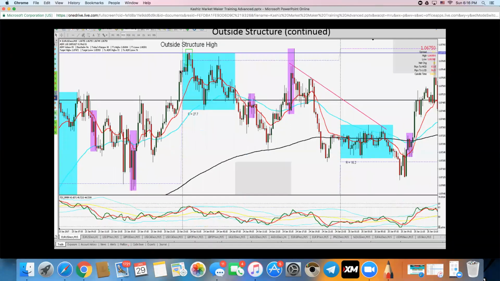Oops. Okay, outside structure high. All right, this is another outside structure, another beautiful picture perfect. They make an outside structure in Asia. Okay, came in again, tapped it, came right back up. Came in, tapped it again, and then news release.